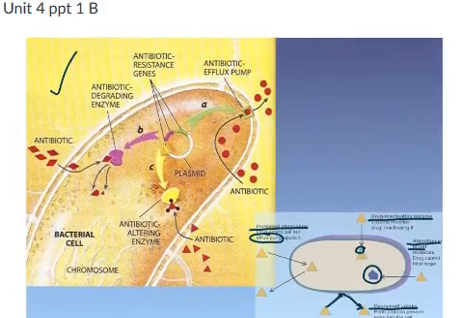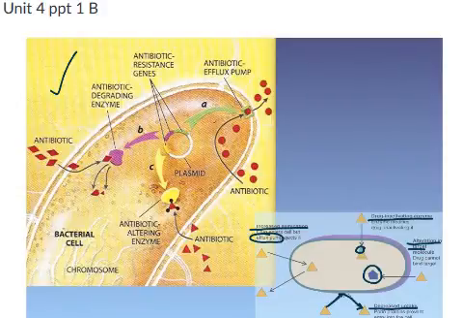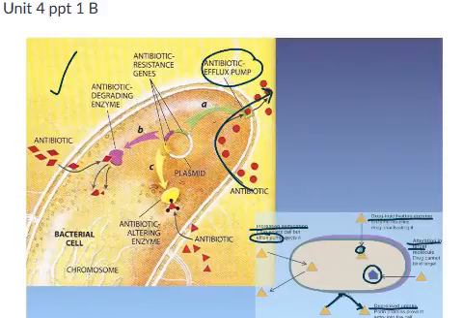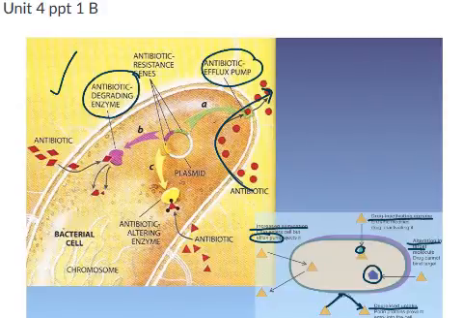So if you look at this picture to the left, here it's showing the plasmid. Here's a picture of efflux pump, where antibiotic goes in and comes right back out. You have a degrading enzyme where it stops the antibiotic from actually working. You have an altering enzyme where again it stops it from working.